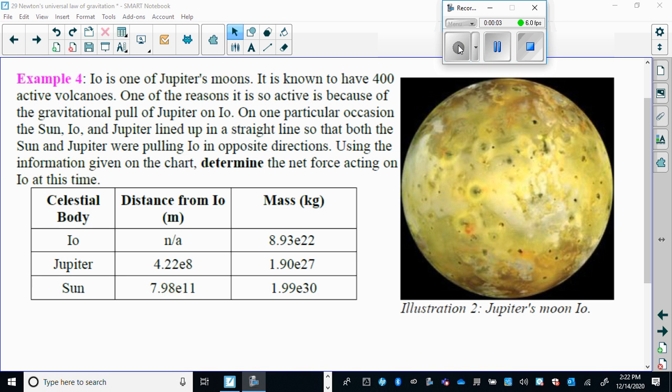Example 4 is more like one you would encounter on a test. And it's a one-dimensional net force problem. So what do we have here? We have Io, which is a moon of Jupiter. We have Jupiter and the sun.